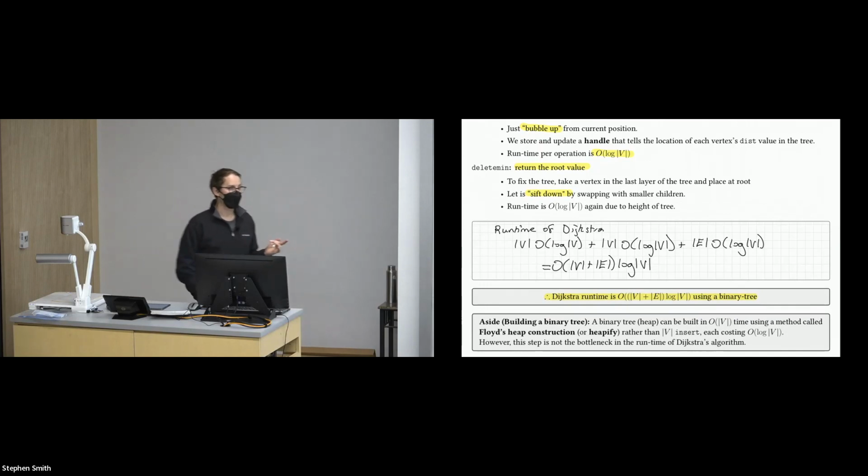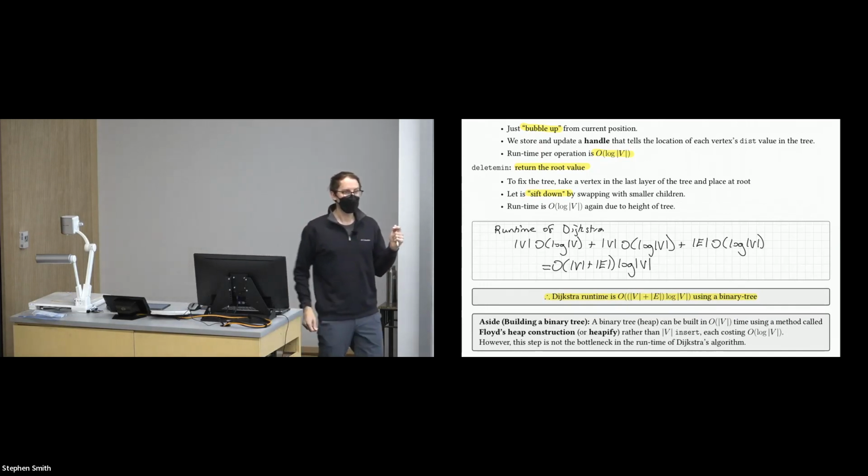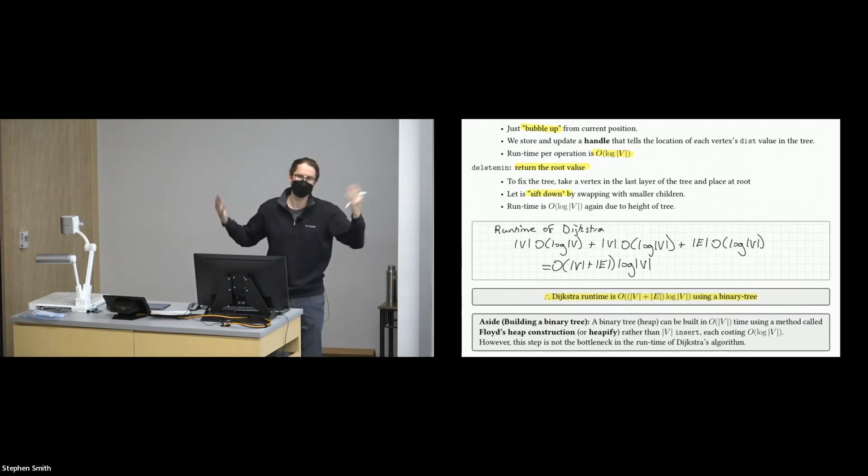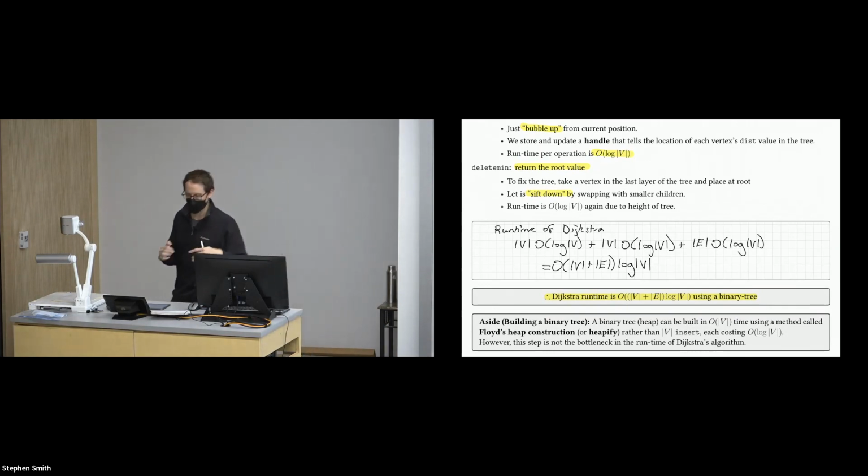And one thing I was going to mention is that in the way I'm talking about it, creating the heap at the beginning costs me V log V time, because I do V inserts, each one costing me log V time. You can see that's not the bottleneck in the runtime. I'm already going to get a V log V for doing all my delete mins anyway. So it's kind of fine, but there actually is a better way to do it.